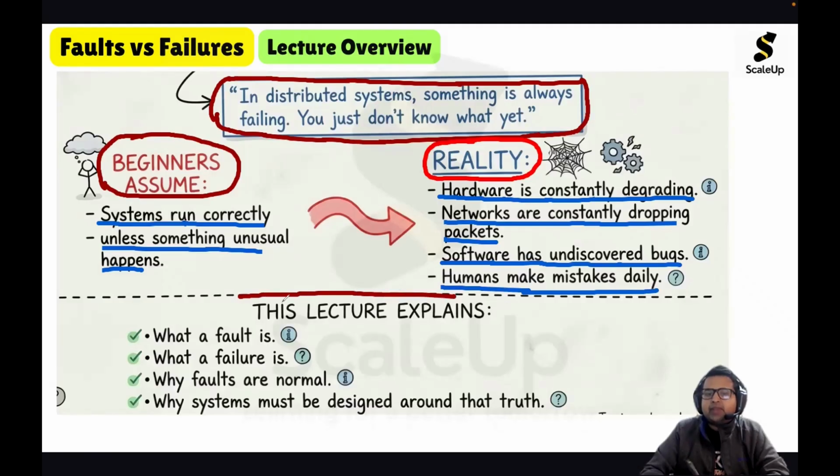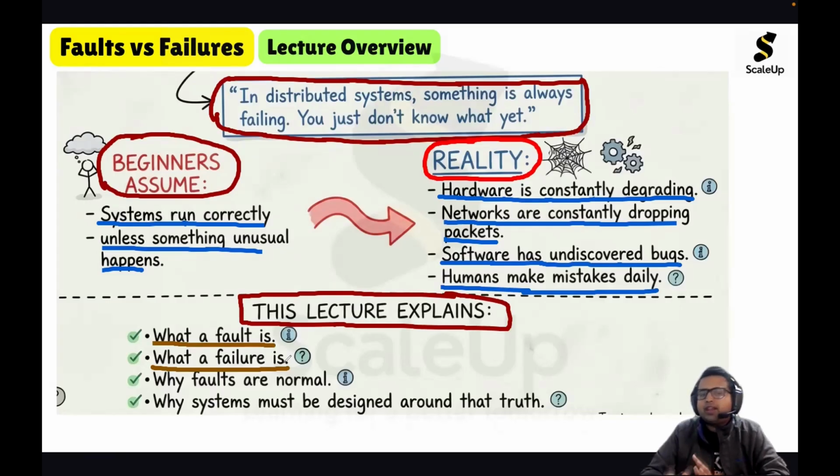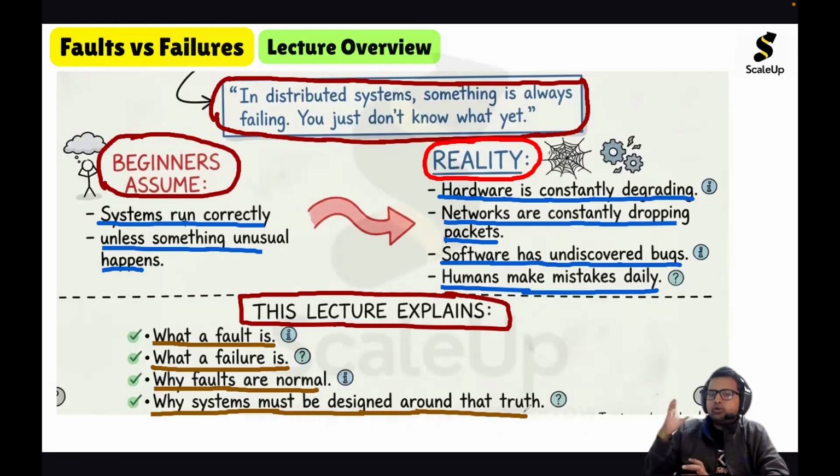In this lecture, we will get an idea about what a fault is and what a failure is, so you will get a very clear understanding of the difference between the two. This lecture will also explain why faults are normal in computing systems and why systems must be designed around that truth. Whenever we are doing system design, we have to consider faults to be normal, a part of harsh reality.